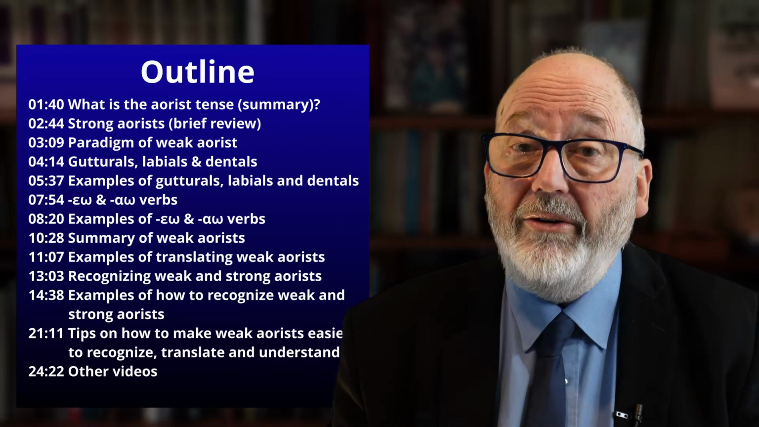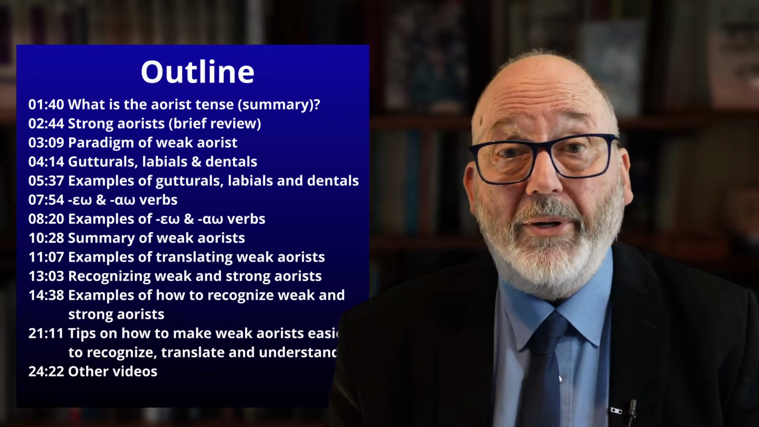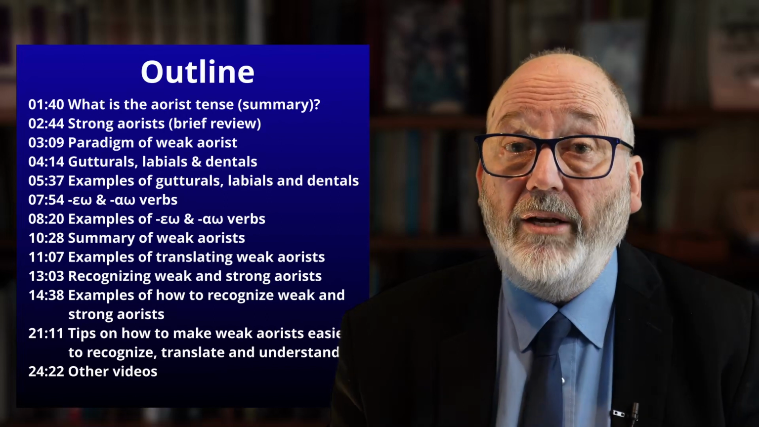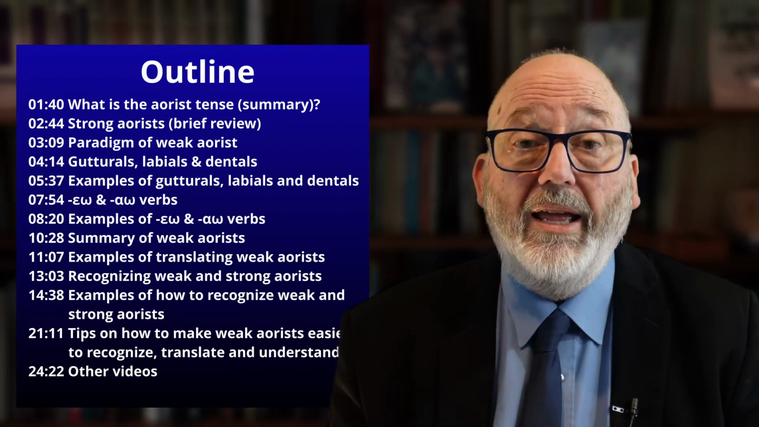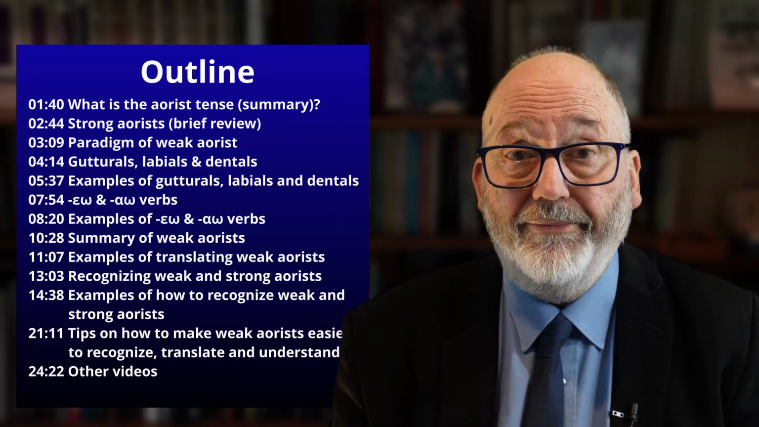We'll look at eo and ao verbs and how they form their weak aorists. And we will look at examples of verbs of each of those categories, as well as some examples of translating the weak aorist indicative active.